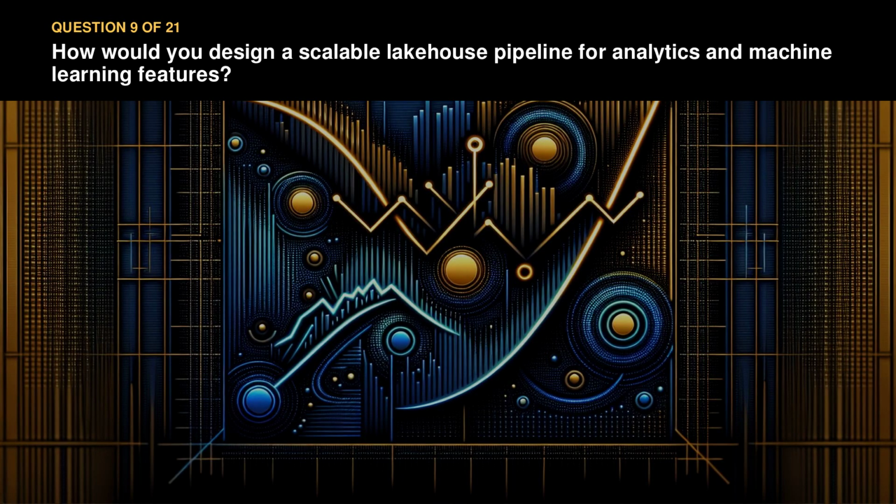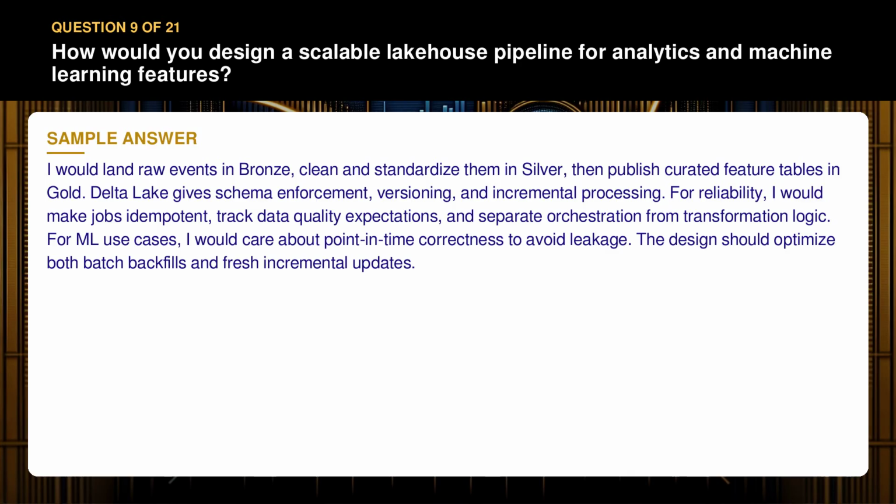Question 9. How would you design a scalable lakehouse pipeline for analytics and machine learning features? I would land raw events in bronze, clean and standardize them in silver, then publish curated feature tables in gold. Delta Lake gives schema enforcement, versioning, and incremental processing. For reliability, I would make jobs idempotent, track data quality expectations, and separate orchestration from transformation logic. For ML use cases, I would care about point-in-time correctness to avoid leakage. The design should optimize both batch backfills and fresh incremental updates.